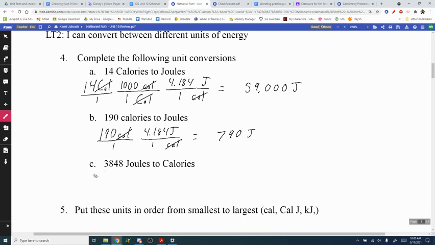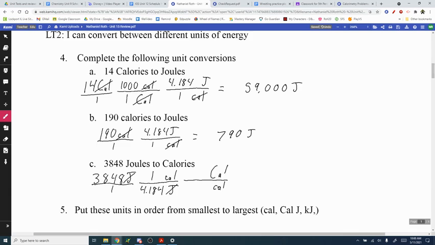Last one, joules to calories. So we write our given, 3848 joules over 1. We do our conversion factor, joules on bottom, little calories on top. There's 1 little calorie per 4.184 joules. Joules cancel out. We're left with little calories. That is not where we want to be. We want to be at big calories. So we put little calories on bottom.